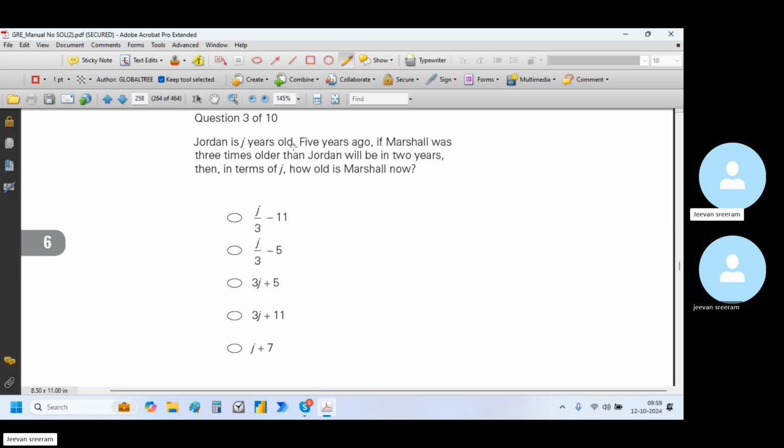Right. Jordan is J years old. 5 years ago, Marshall was 3 times older than Jordan will be in 2 years. Then Marshall, let's say M. 5 years ago, Marshall is equal to 3 times Jordan in 2 years. So J plus 2. Jordan in 2 years means obviously J plus 2, right? So Marshall's age M. J and M are ages at present.